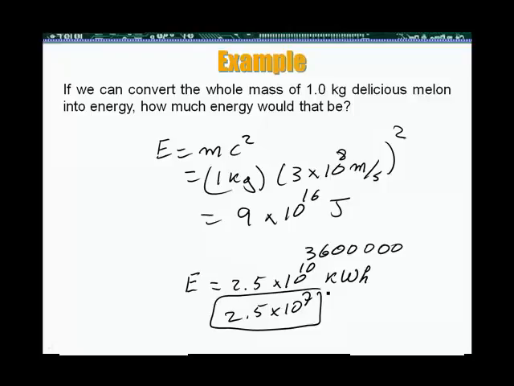That's 25 million houses. So that melon will power 25 million houses with electricity for a full month if we can convert all of that mass into energy.